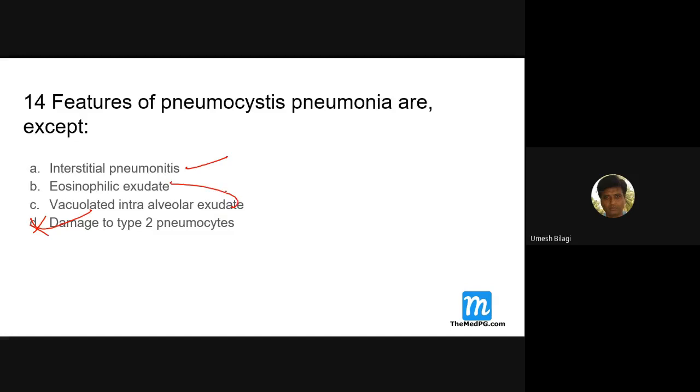These two do happen. We use H&E stain. If you do H&E stain for the lung biopsy which you take, or the exudate that you collect from the alveoli by BAL technique, you can see this eosinophilic exudate, especially in lung biopsy. You can see that. So this is the answer.